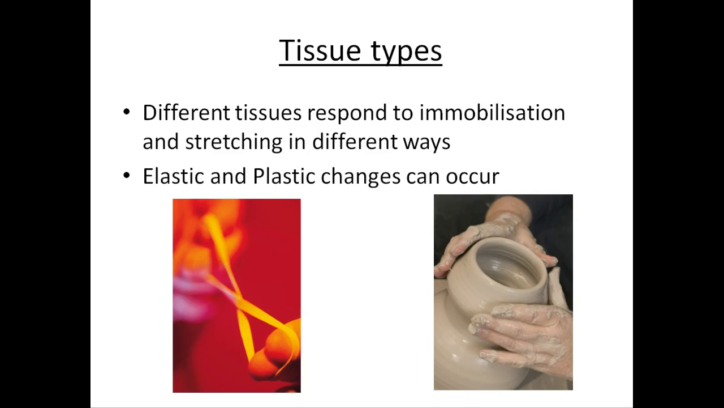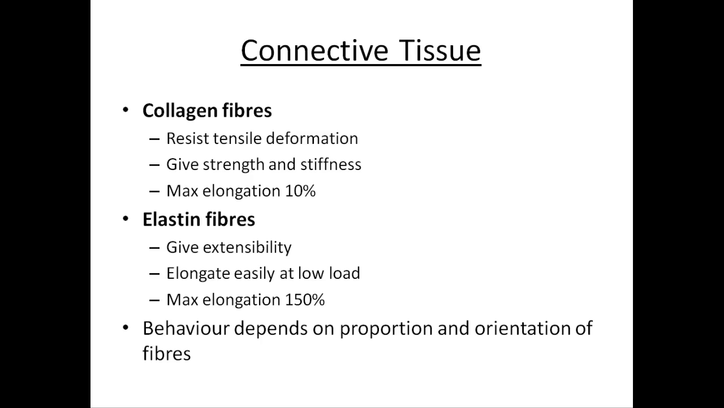Tissue types. Different tissues respond to immobilization and stretching in different ways. So we've got plastic and we've got elastic structures. So connective tissue, collagen fibers. Collagen fibers resist tensile deformation, they give strength and stiffness, and they have a maximum elongation of about 10%. Elastic fibers give extensibility, elongate easily at low load, and they have a max elongation of 150%. So the behavior depends on the proportion and the orientation of the fibers.